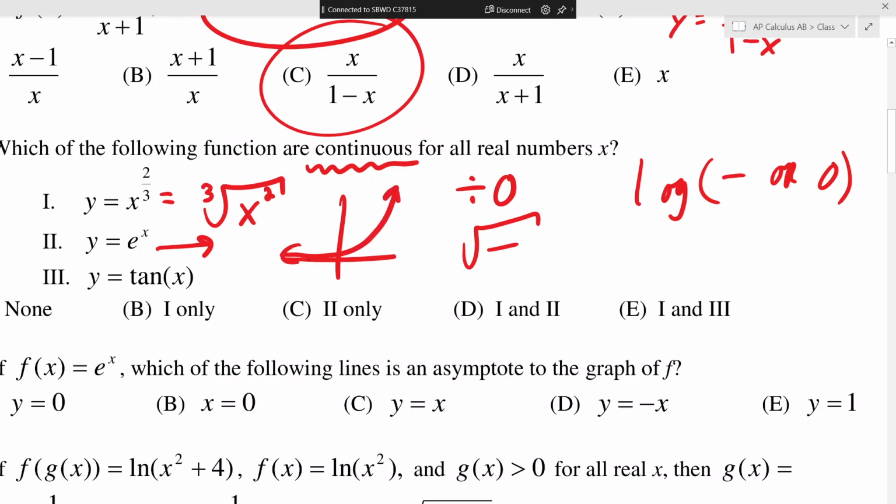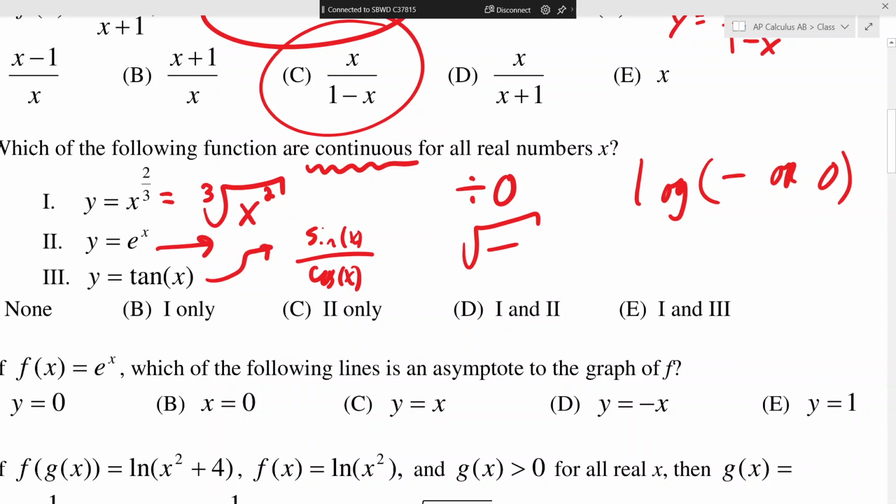That's what exponentials look like. Okay? Tangent. You should know what that graph looks like as well. We'll go over that later on, but all you really need to know is that it's sine over cosine. So tangent's a little sneaky because it doesn't look like there's a division, but it is because it's a ratio, sine over cosine.